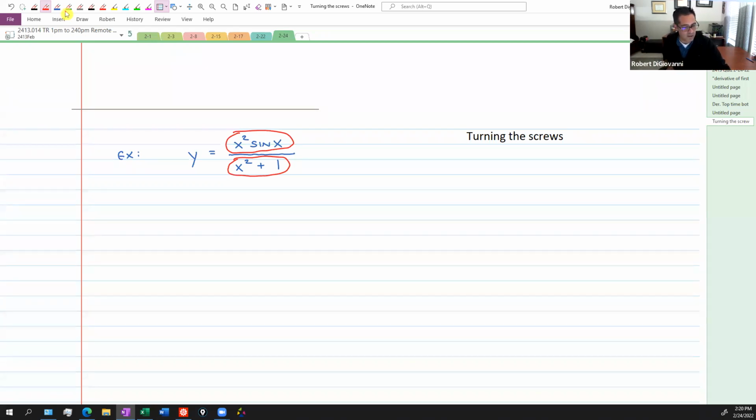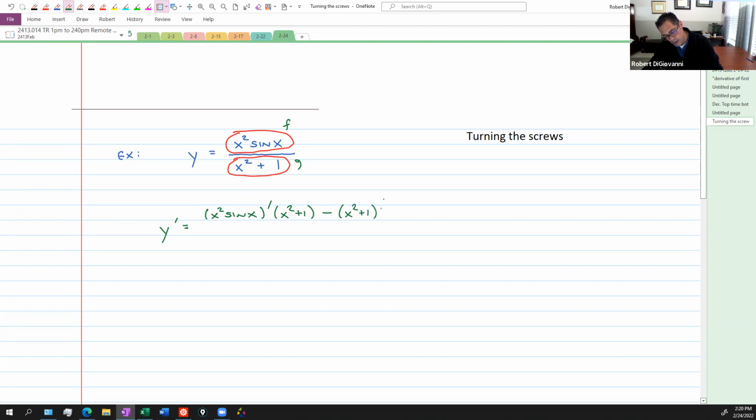Okay, so let's not get ahead of ourselves. Let's just apply the rule. Okay, here comes the rule. So I'm going to just write this symbolically. First thing I have to do, top is F, bottom is G. I need to take derivative of the top, x squared sine x. I need to take its derivative, then multiply that times the bottom, and then subtract from that the derivative of the bottom, and then times the top, and then put it all over the bottom squared.